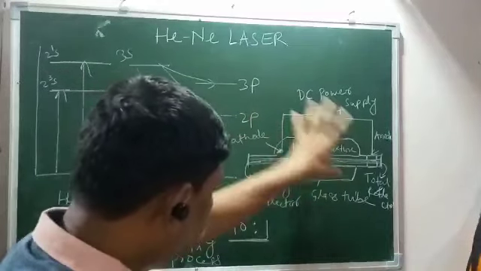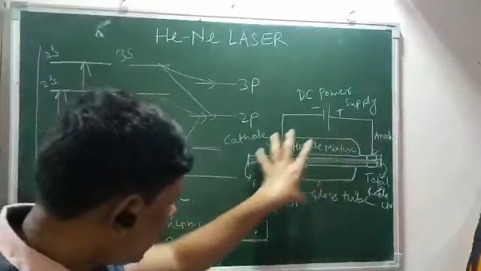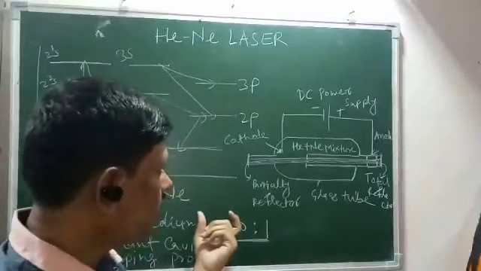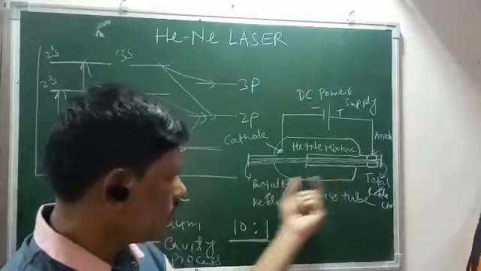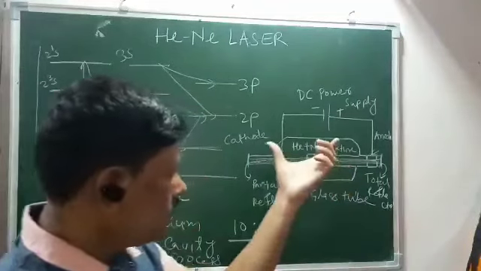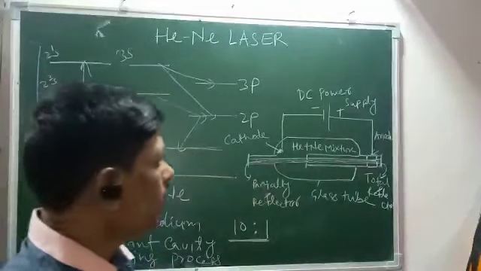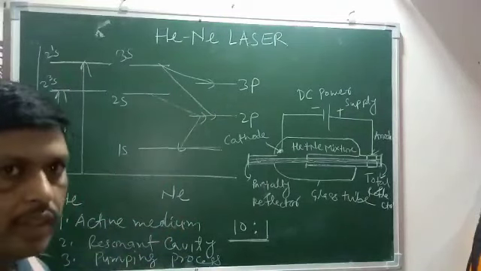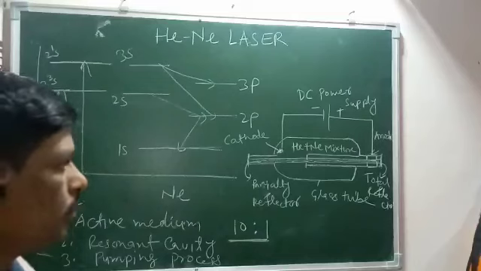So the three components of the helium neon laser are drawn in this figure. Inside the glass tube, the helium neon mixture is the active center and active medium, and the reflectors on both sides of the glass make a resonant cavity. In the pumping process a DC power supply can be used, which is connected directly to the helium neon mixture glass tube. So these are the parts of the helium neon laser: active medium, resonant cavity and pumping process.